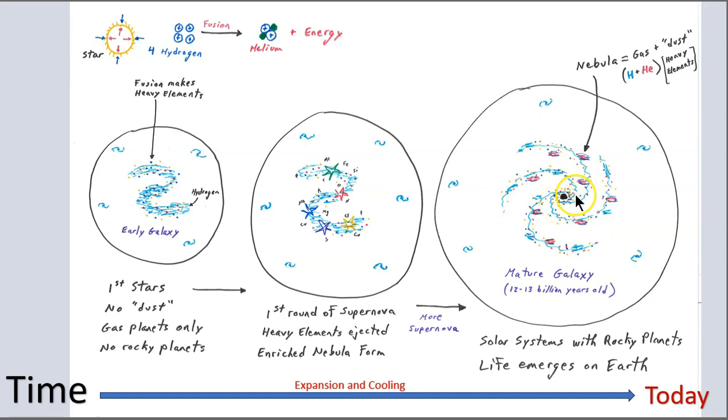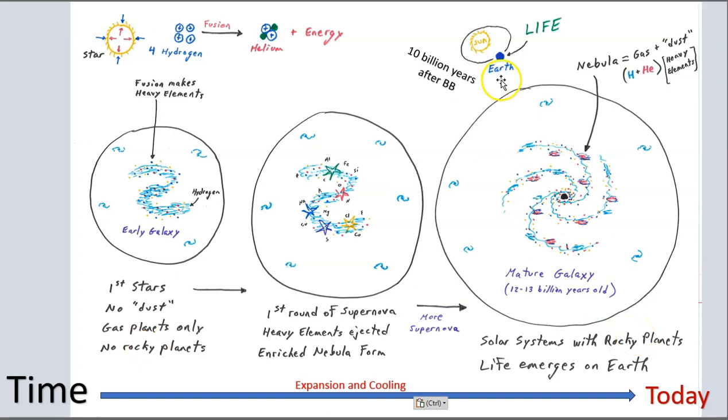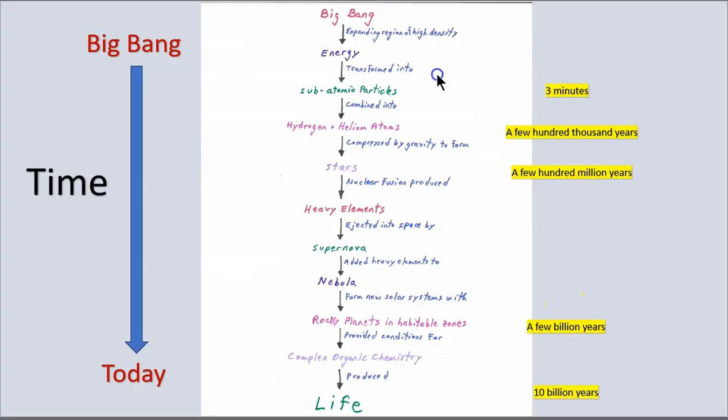As more and more supernova ejected heavy elements out into space to mix with the surrounding hydrogen gas, we now have enriched nebula. We have hydrogen gas to form new stars, and we have the space dust, the heavy elements, the small molecules, the bits of particles of rock and metal and ice that can form rocky planets. And we know about 10 billion years after the Big Bang, or 4 billion years ago, one of those rocky planets produced life. So we can summarize the history of the universe with this chart.